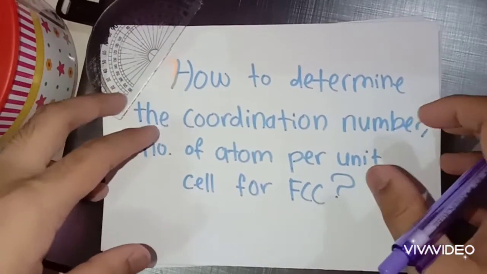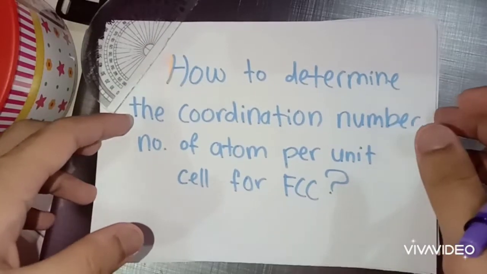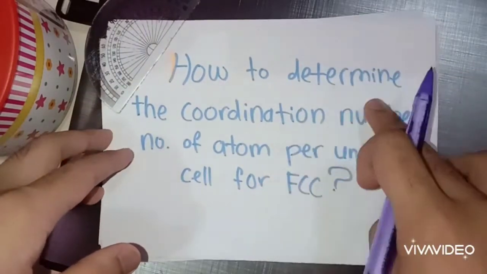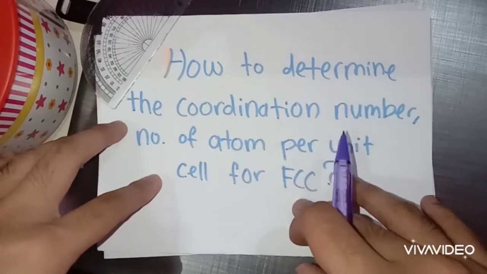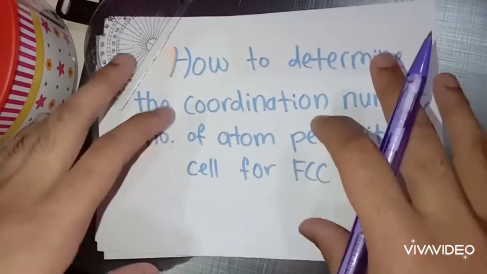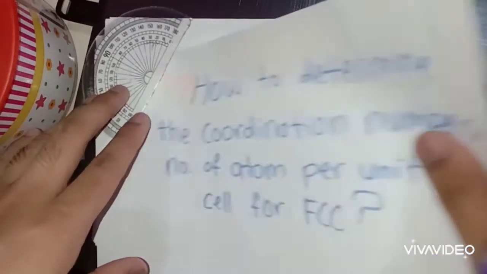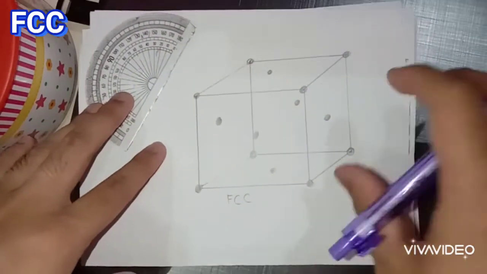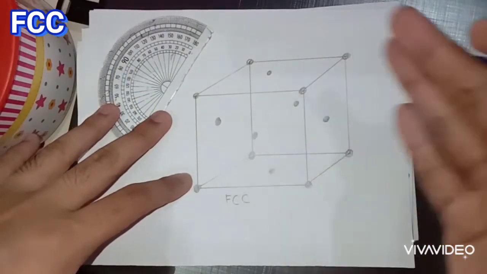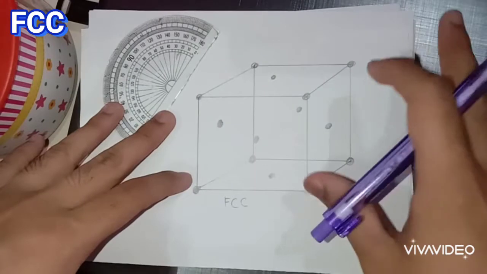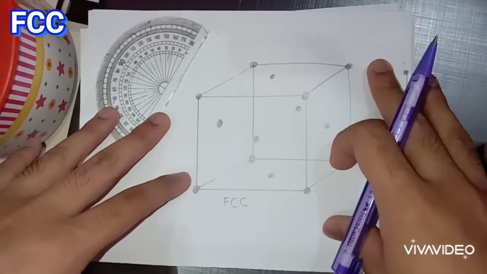Today we are going to learn how to determine the coordination number and also the number of atoms per unit cell for face-centered cubic. Right, so let's go. This is our typical face-centered cubic 3D structure. Just in the previous video we already talked about it.